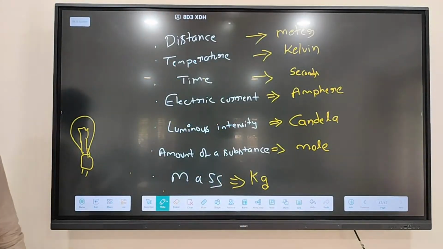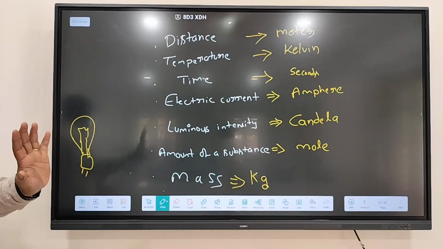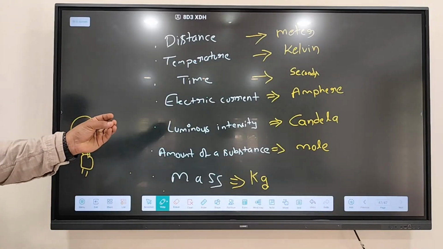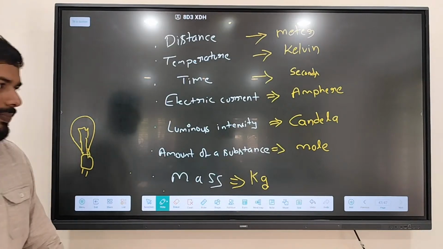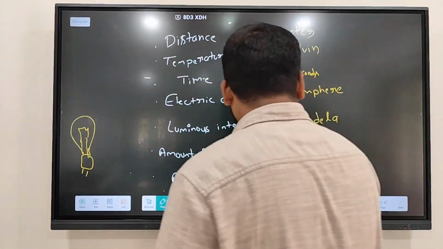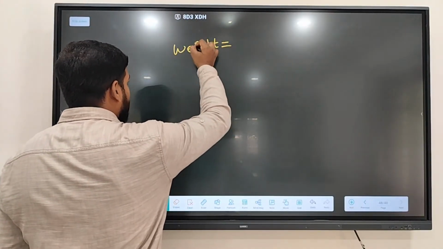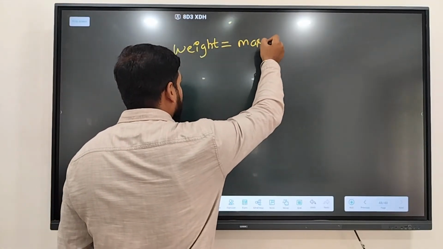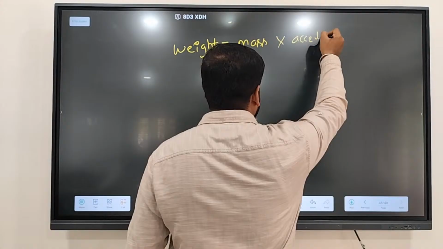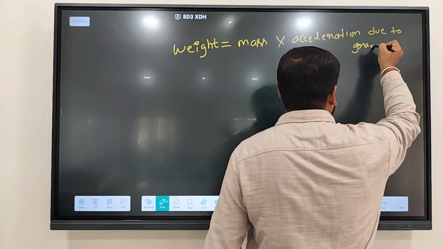Do you know the difference between mass and weight? Or are they the same? These are the seven fundamental units of measurement, the basic thing we need to know, right? They will not directly ask these questions, but this is basic knowledge we must have. Okay. Weight is a derived unit, right? Weight is equal to mass into acceleration due to gravity.